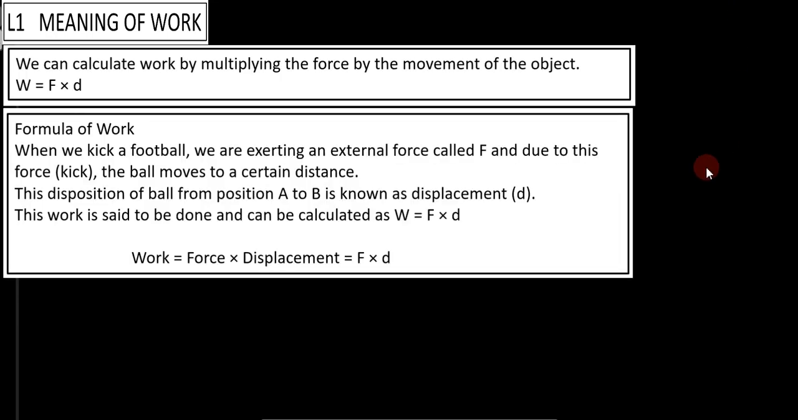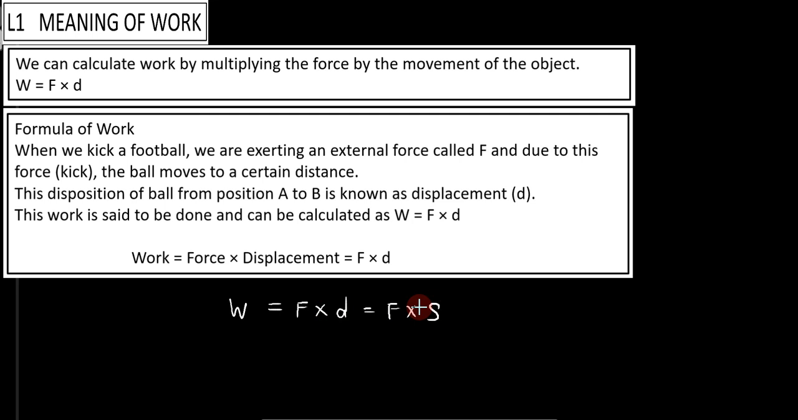Okay, we can calculate work by multiplying force by the movement of the object. That is, W is equal to force into displacement. Either you can take D or S, as per the requirement. This is F into S. So when we kick a football, we are exerting an external force called F, and due to this the ball moves a certain distance. So this displacement of the ball from position A to any position B is nothing but a displacement.